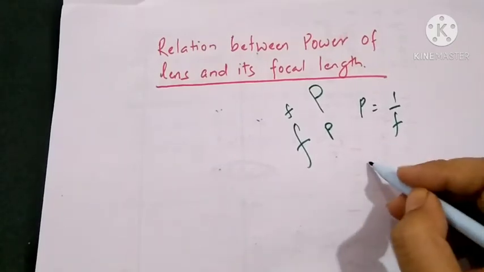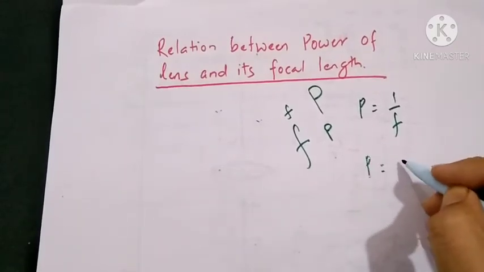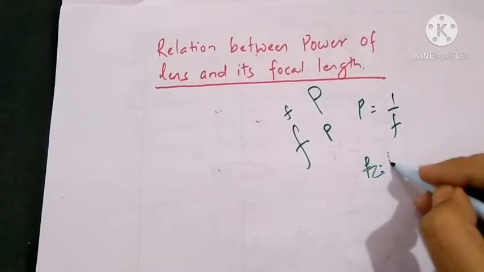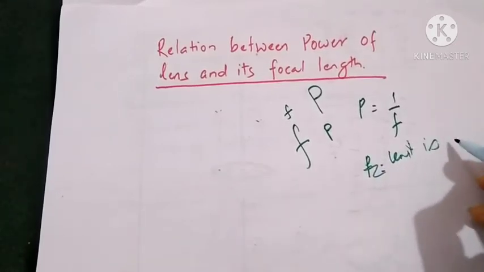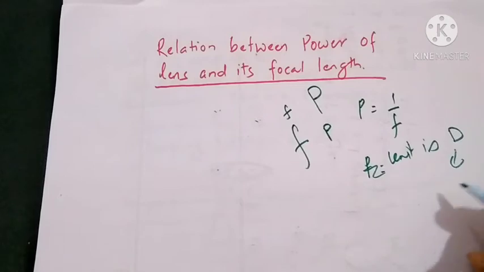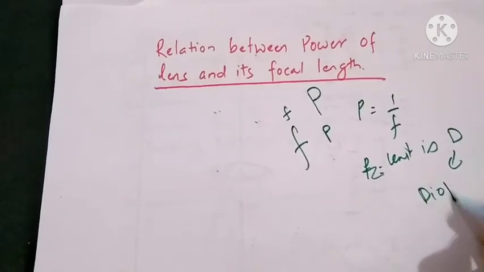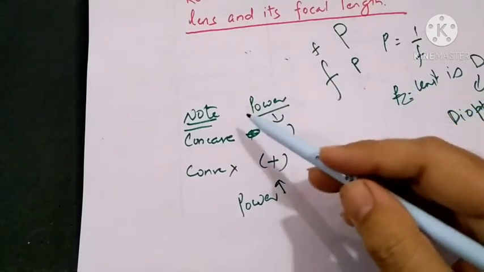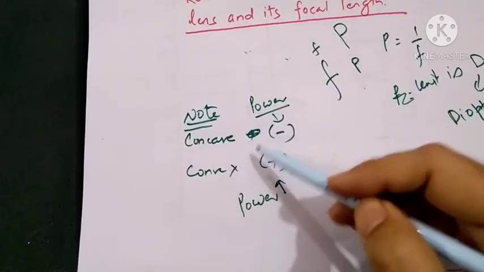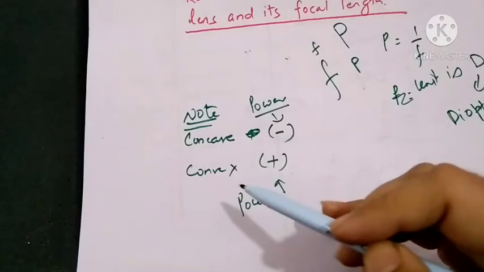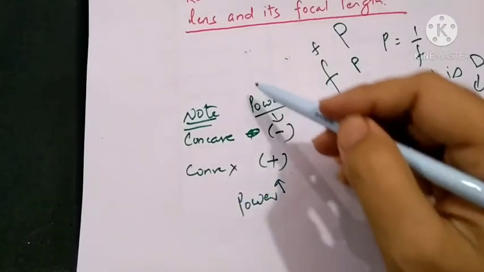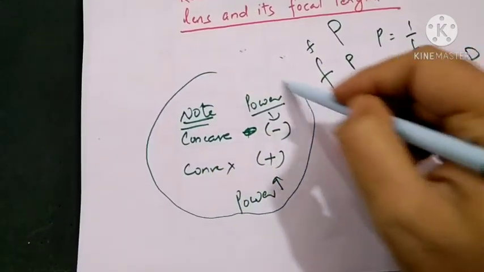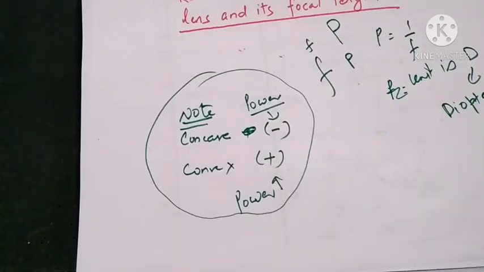The power is measured in the unit diopter. Its unit is capital D, which means diopter. One more thing to note is that a concave lens has negative power and a convex lens has positive power. This is very important while solving numerical problems.